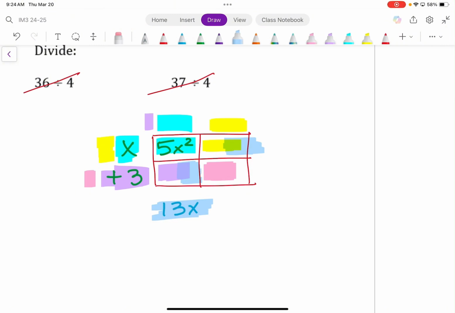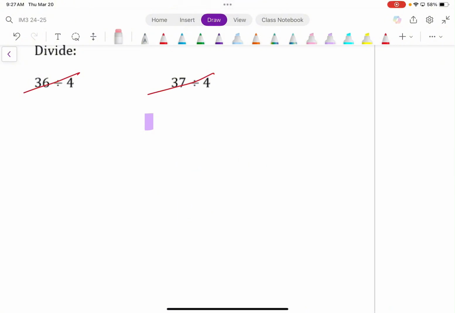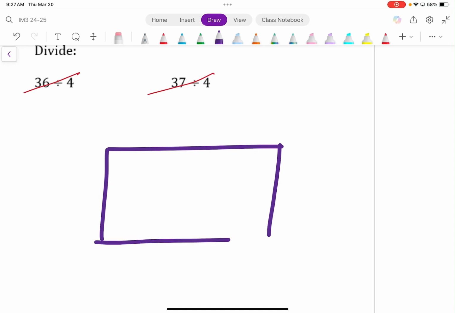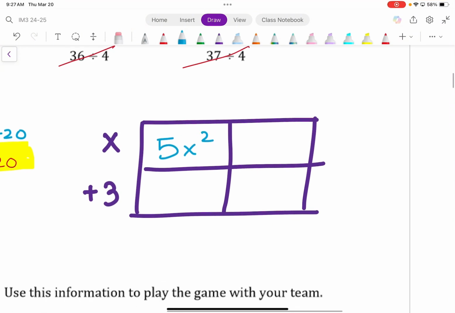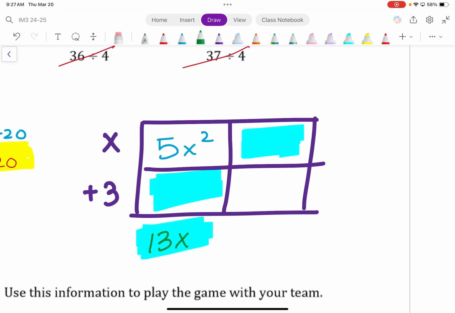Try it out. We're going to do this first because I can't do 3, 4, 5 terms if you can't do 2 and 2. Okay, I'm going to make this bigger so you guys can see it. So we have x plus 3. We said the inside was 5x squared. And then we also said that the sum of these two boxes here, which I'm going to highlight, adds up to 13. So help me fill this out.